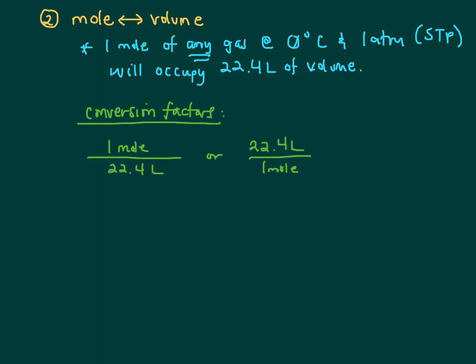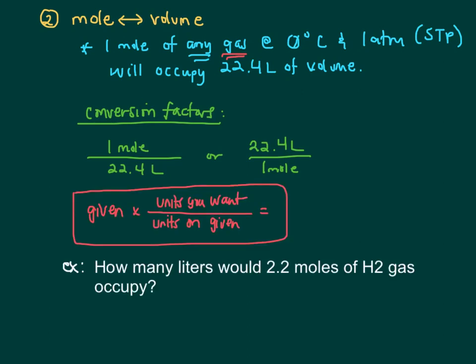So it's important that we note that this only works for gases. Solids and liquids have a fixed volume, so their volumes wouldn't change with temperature. So the conversion factors you're going to use are 1 mole for every 22.4 liters, or 22.4 liters per 1 mole. All right, so we're going to use the same template that we used for the other one-step conversions.